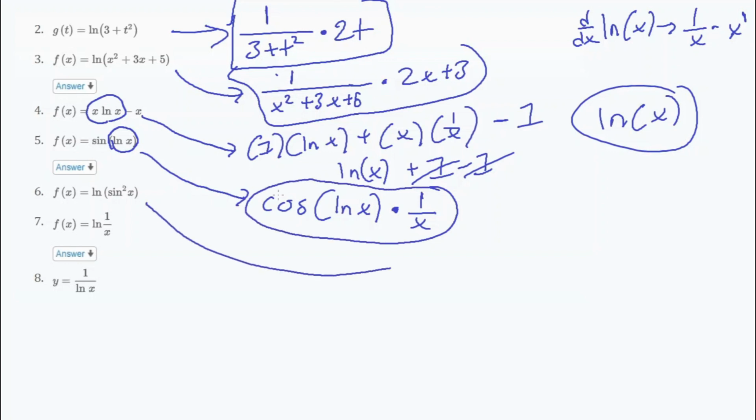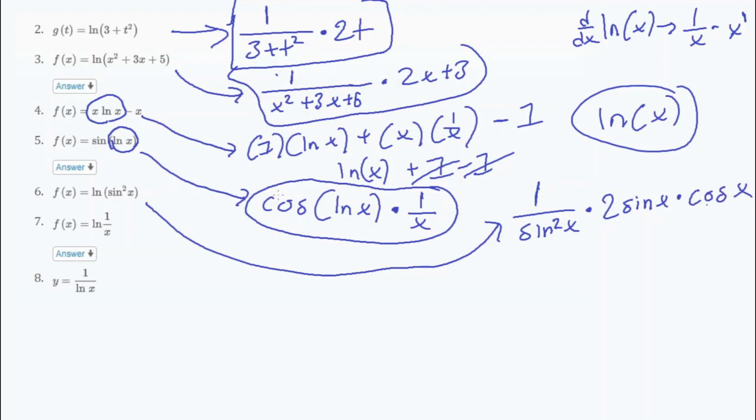And now number 6, we have ln of sine squared x. Again, we're going to use the ln derivative and then the chain rule. So we're going to have 1 over sine squared x multiplied by the derivative of sine squared x, which is going to be 2 sine x multiplied by the derivative of sine x, which is going to be cosine x.